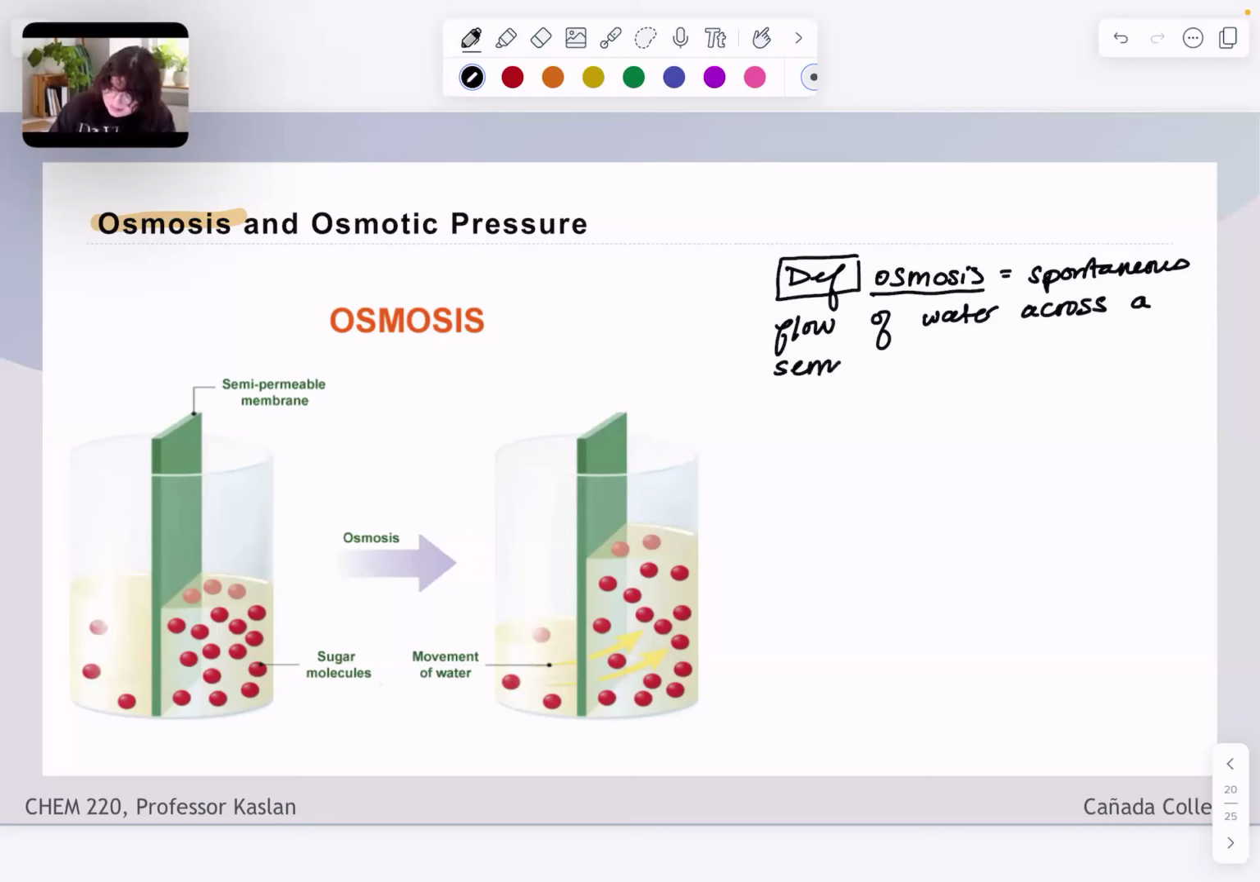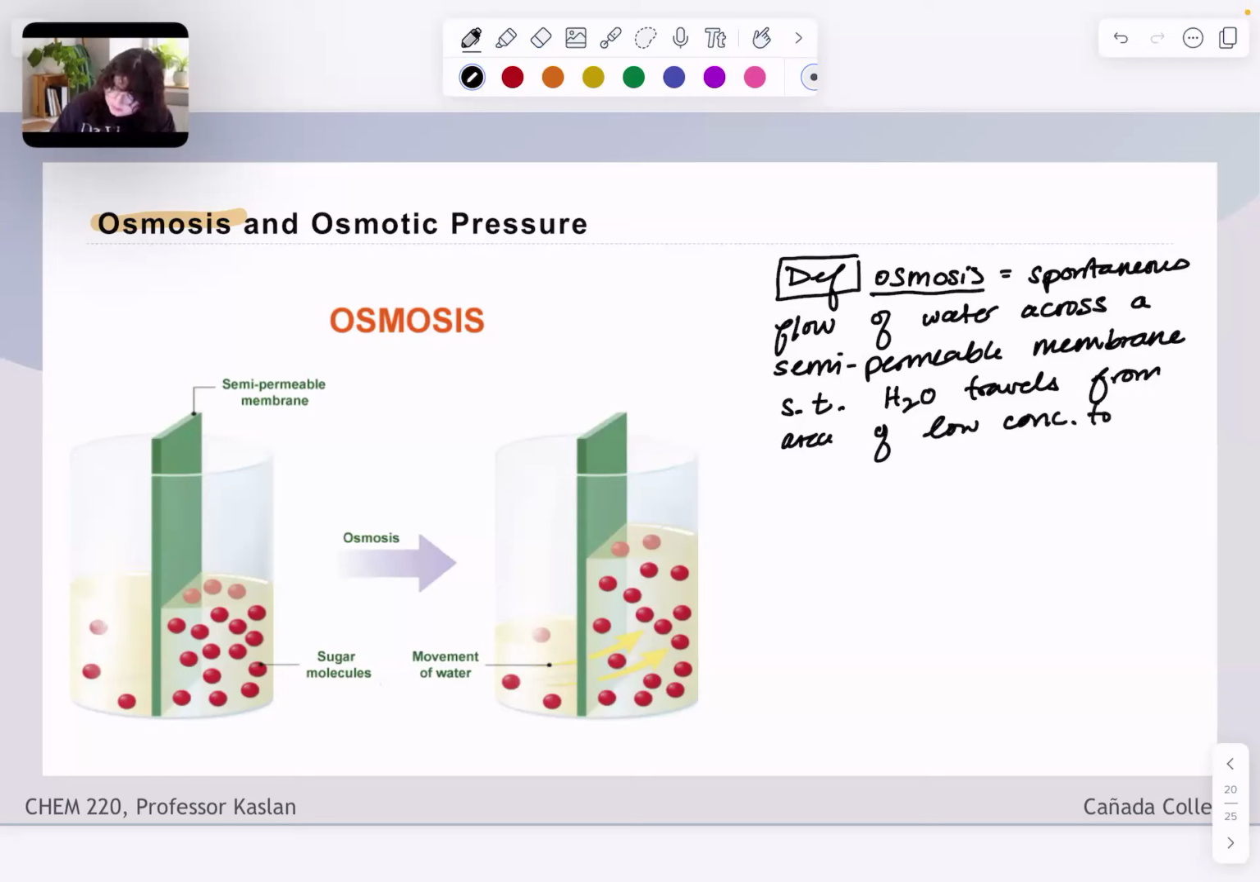across a semi-permeable membrane such that the water travels from an area of low concentration to high concentration. So there's a couple of new words in here. Let's highlight them and give them names.